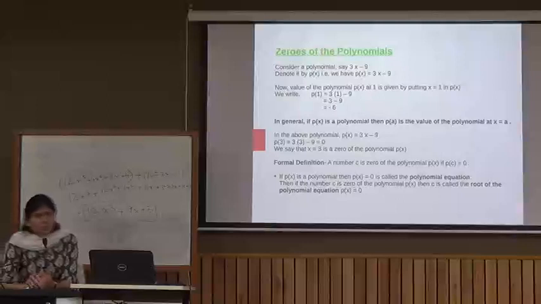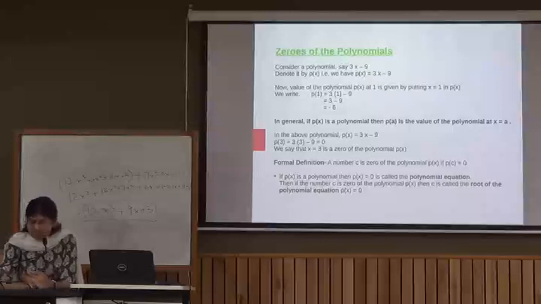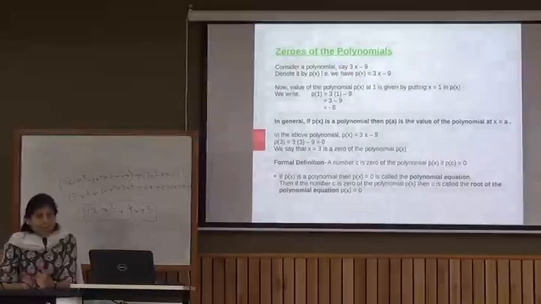Now, we wish to find the value of this polynomial at, say, x is equal to 1. How do we do that? We simply put x is equal to 1 in this polynomial. Therefore, we get 3 into 1 minus 9, which is equal to minus 6. Therefore, we say that if p(x) is a polynomial, then p(a) is the value of the polynomial at x equal to a, which we get simply by putting x equal to a in the polynomial.